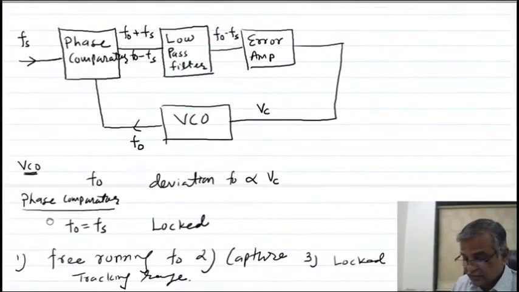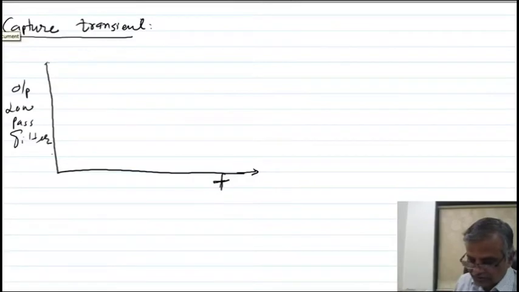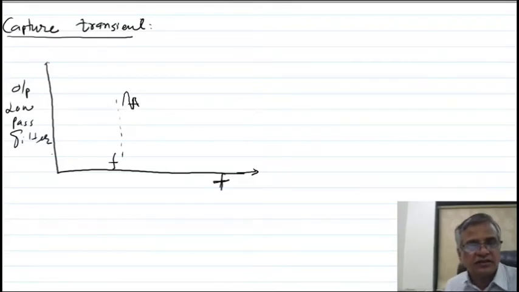Listen now, as the capture starts, a small DC voltage is developed here, like this. Suppose I am starting, this is your capture range. A small DC voltage is developed like this, having a beat frequency FO minus Fs. Why am I using the word DC? Because FO minus Fs is very small, the beat frequency is very small, so I can use a word like this.